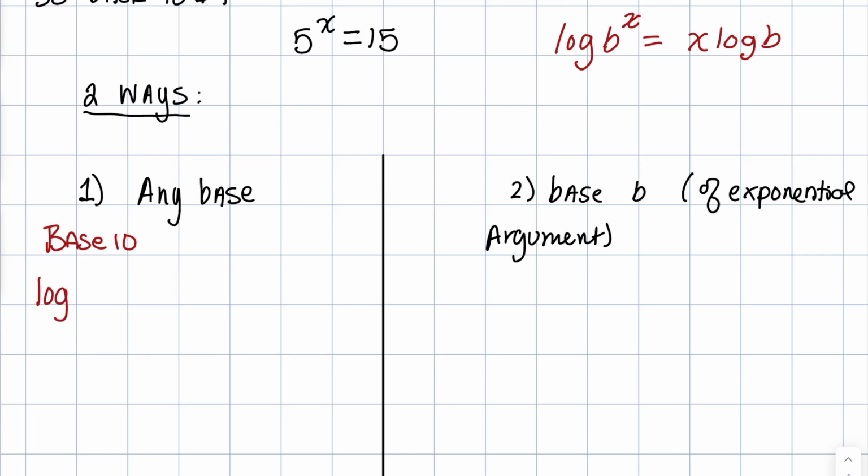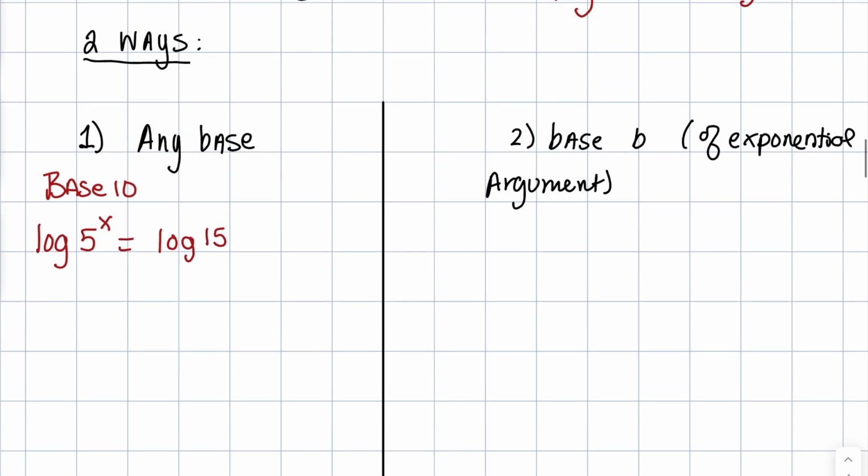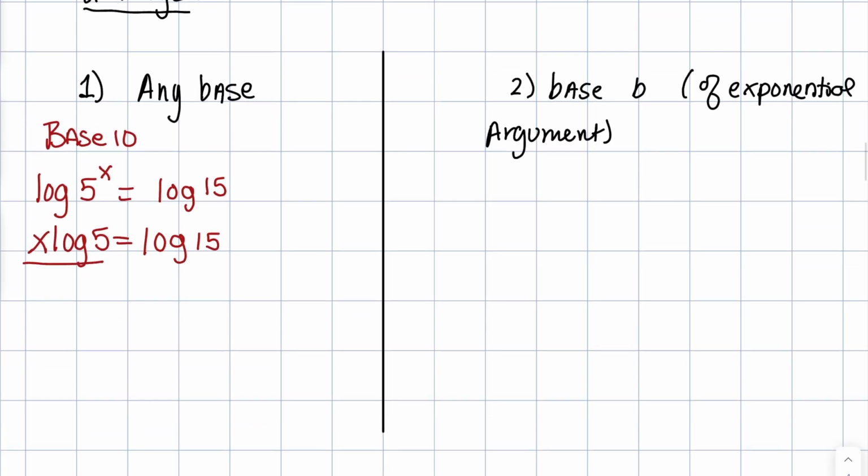So log base 10, so I'm not going to write it, of 5 to the x equals log of 15. Remember that property where if you have log of x equals log of y, then y equals x. This is the same idea, same property, we're just going in reverse. Now I'm going to bring that x down, x log 5 equals log 15. By power property of logs, now I'm going to divide by log 5 on both sides. So I get x equals log 15 over log 5. This is going to be the answer.